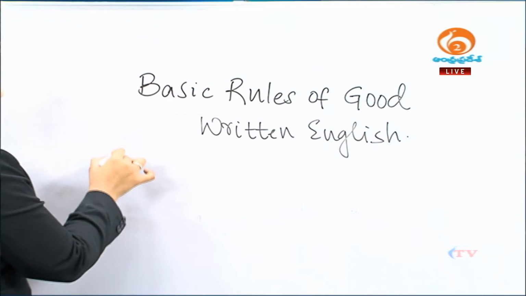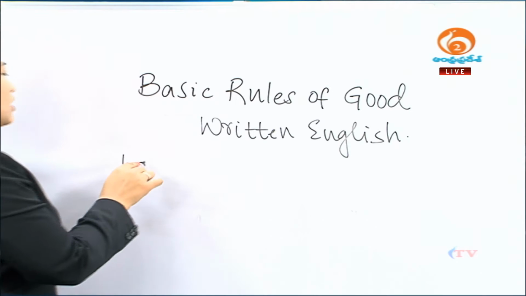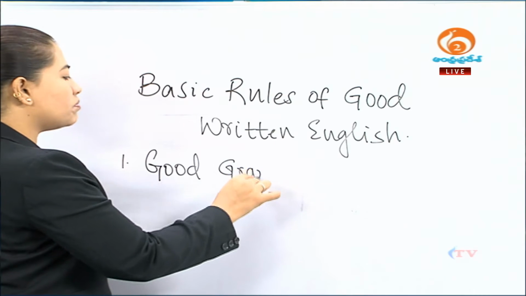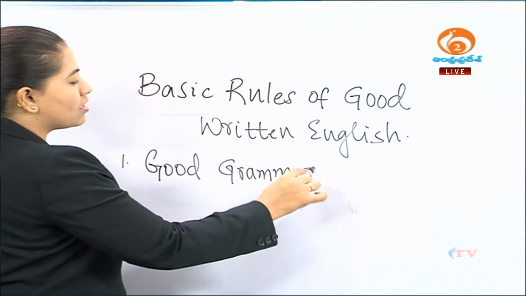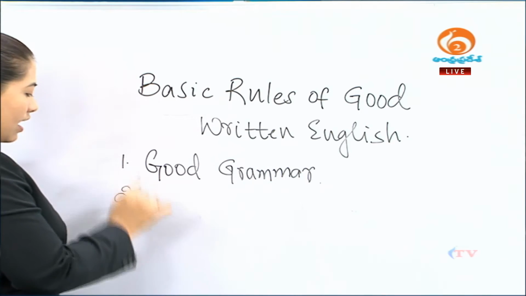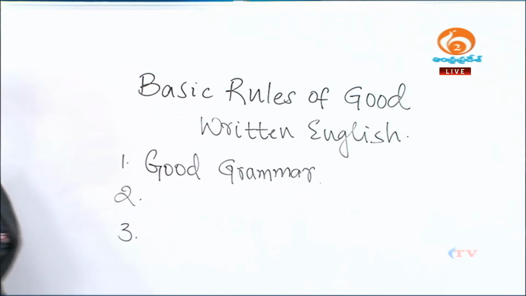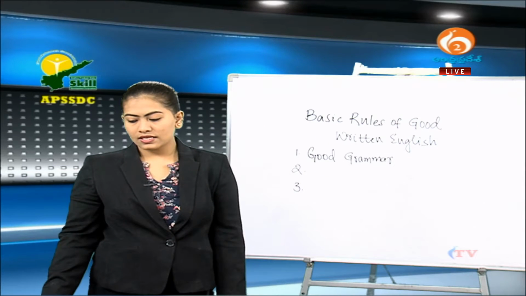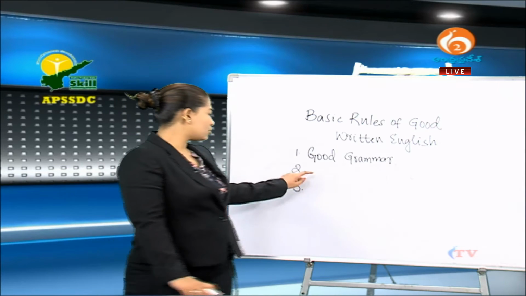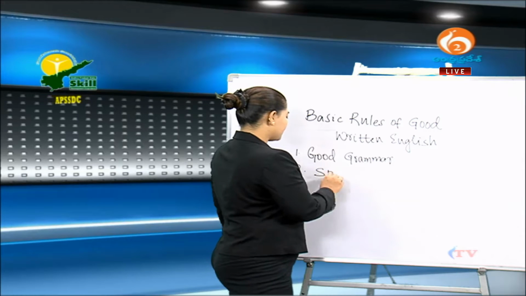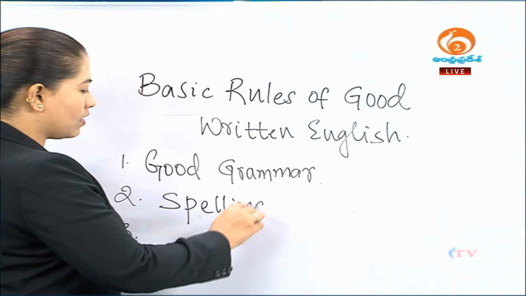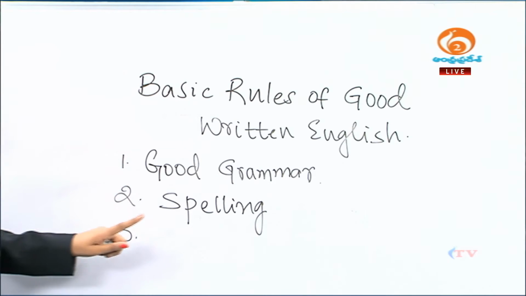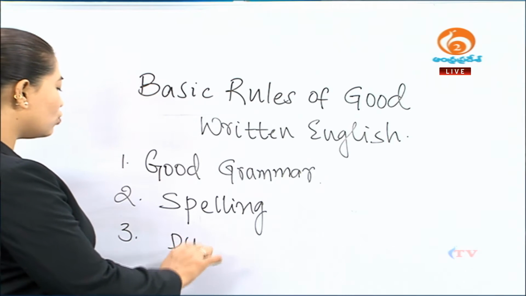So the first point that is important is good grammar. When I say good grammar, I literally mean accurate grammar, where I do not go wrong in terms of the tenses, in terms of the choice of words that I select, and then there is your spelling. So there cannot be any spelling errors, keep that in mind. Good grammar, spelling and punctuation rules.